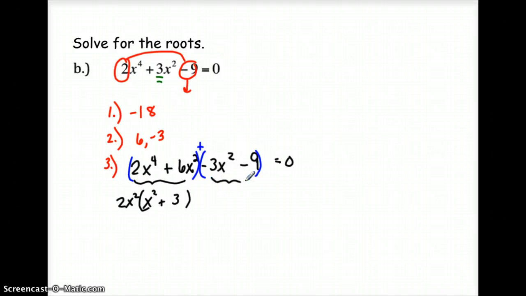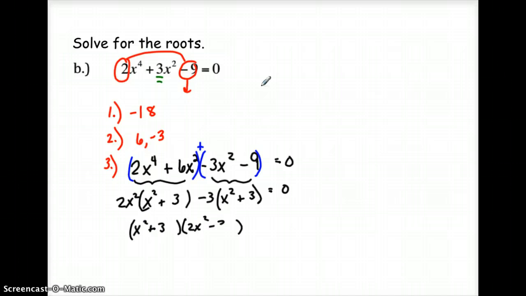Now, if I do the same thing over here, I notice that they both share a factor of 3, but I'm going to pull out a negative 3 since they're both negative. And so I would end up with x squared. Negative 3 times what would be negative 9? A positive 3. Okay, and so from here we just regroup. We do x squared plus 3, 2x squared minus 3. The outside stuff is kind of smushed together in this group here. But since we're solving, that equals 0 is still there.